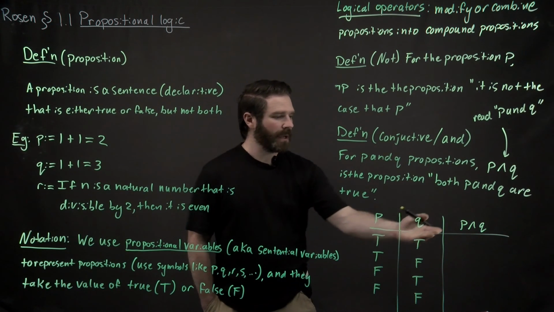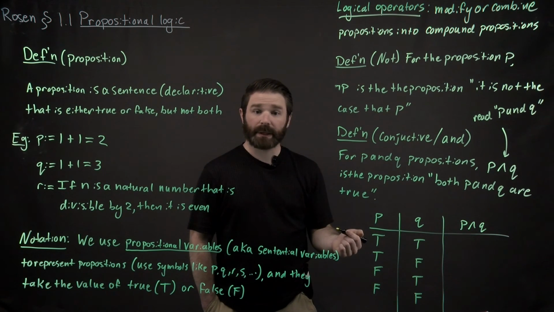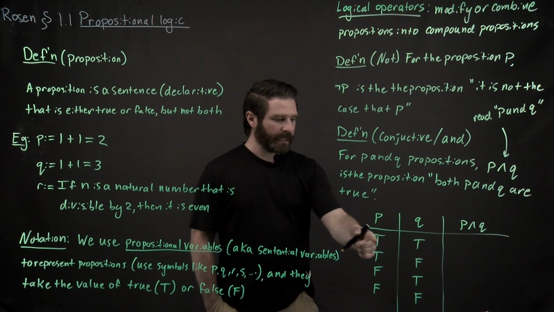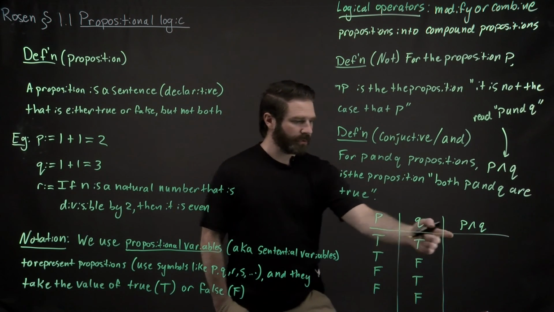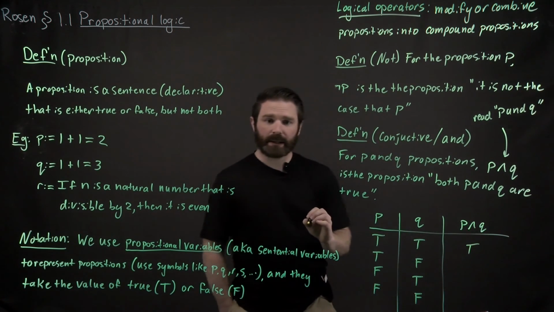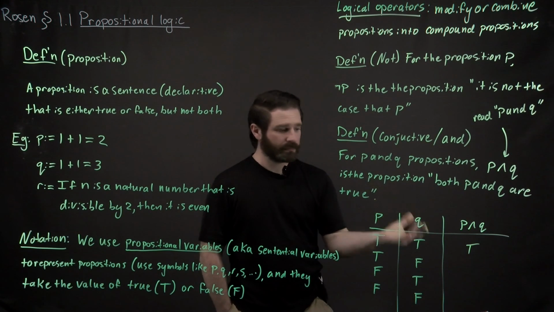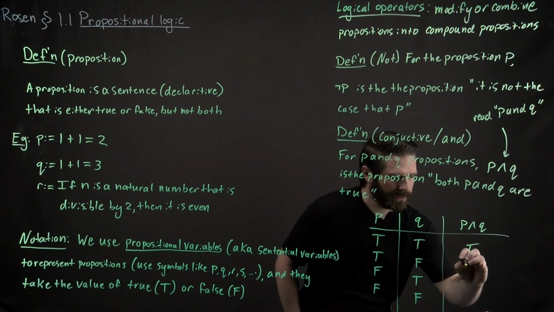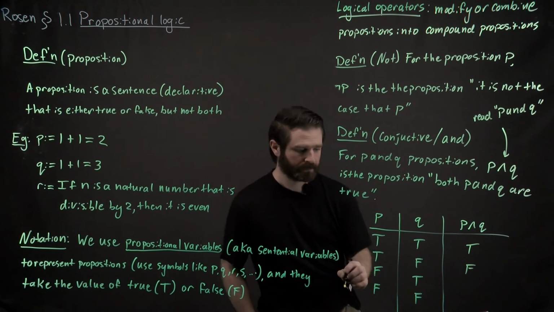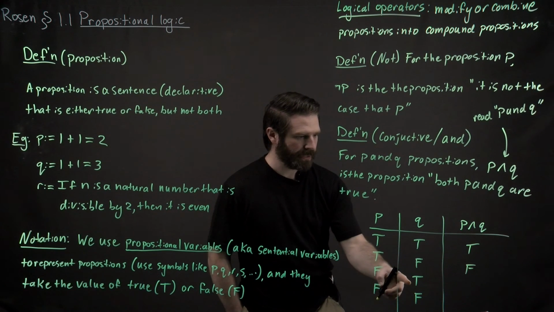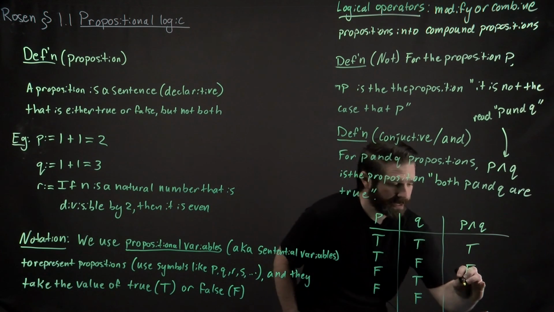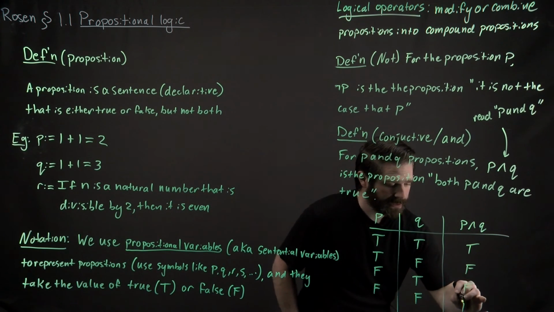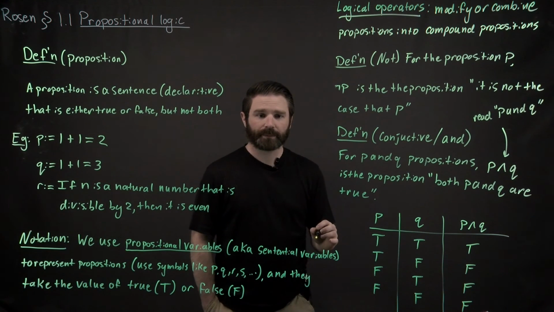Now let's go ahead and see what the value of this compound expression is going to be. So the definition says both P and Q are true. Well, in this row right here, P is true, Q is true. So yes, indeed, P and Q, or the conjunctive of P and Q, is true. If P is true and Q is false, then P and Q, that's going to be false. If P is false and Q is false, well, they're not both true, so this has to be false. And in the last example, neither of them are true, so it is also false right here.